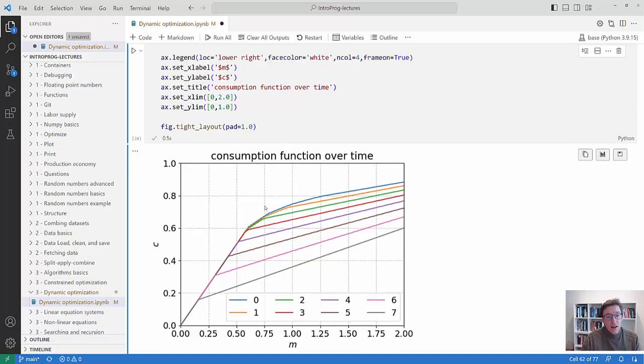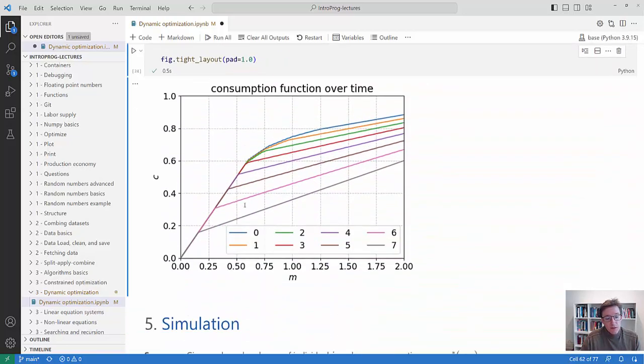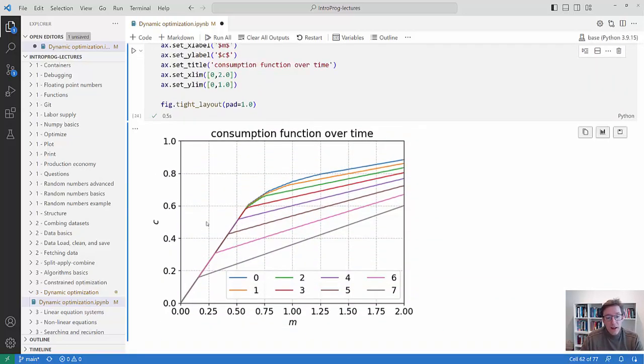This is mostly to say that this is a very general method that you can apply to having many problems in a sequence. Okay, so now we have found policy functions. So that's saying, given what the state is in a specific period, what will your choice be?